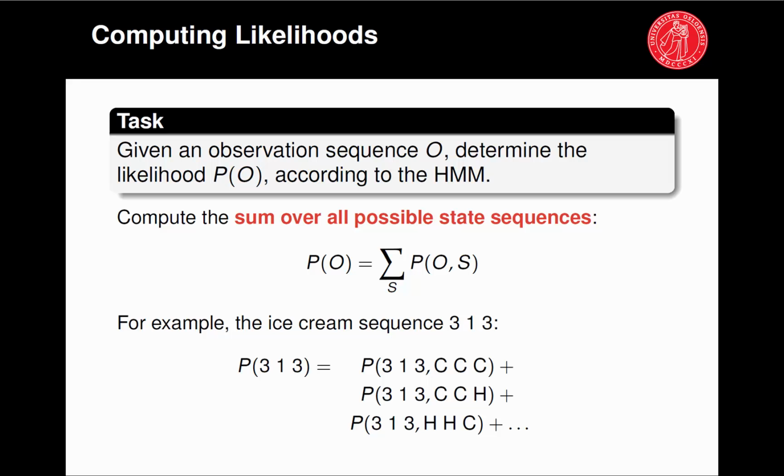And to us, the different ways that can give rise to the observation sequence are different hidden state sequences. So we sum over all possible state sequences the joint probability of O and S, and that sums to the probability of the observation sequence. So for example, for the ice cream sequence 313, there are how many different state sequences? 8, 2 to the third.